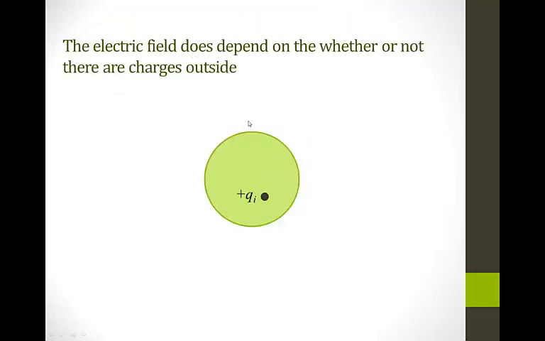Now, the electric field does depend on whether or not there are charges outside. In this case, there is one charge inside. You can calculate the electric field at any point on the surface. But if you place a charge here, you change the electric field at any point because of the superposition principle. So at every point on the surface, the electric field will be different from before. So this case and this case will have different electric fields at the position of the surface. However, the electric flux is the same. The electric flux here is just the charge enclosed over epsilon naught, and the electric flux here is the charge enclosed over epsilon naught. So that's why it's a very powerful law.